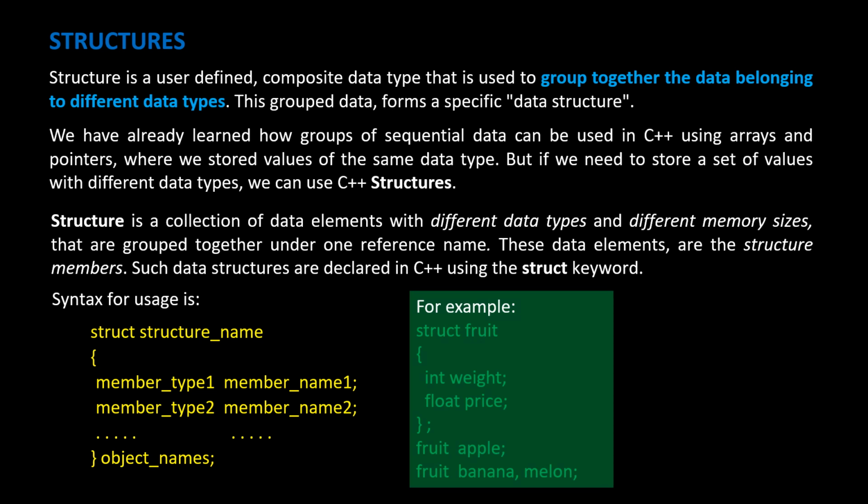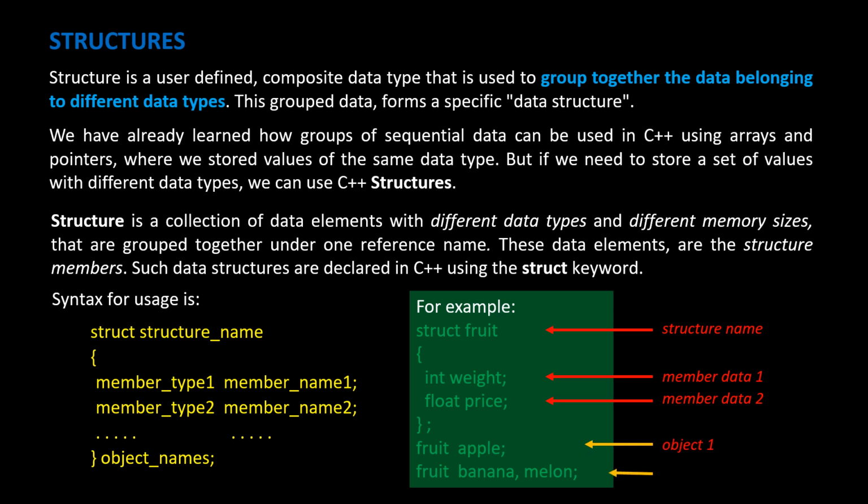Here is an example. The structure named fruit is defined. Weight of type integer is member data 1. Price of type float is member data 2. Apple is an object of the structure fruit. We again declare banana and melon as object 2 and object 3.